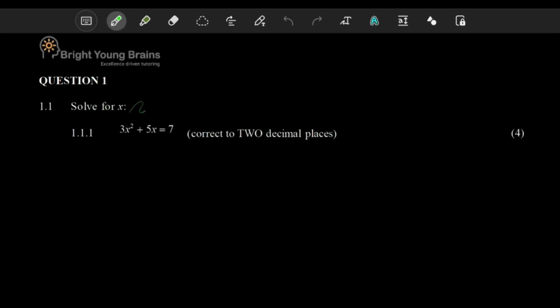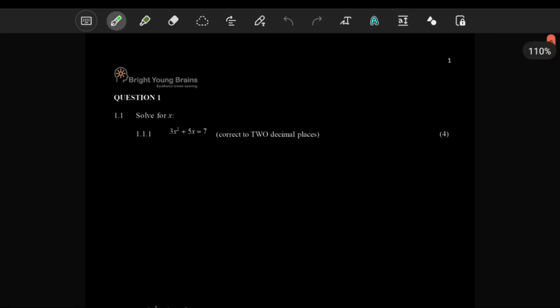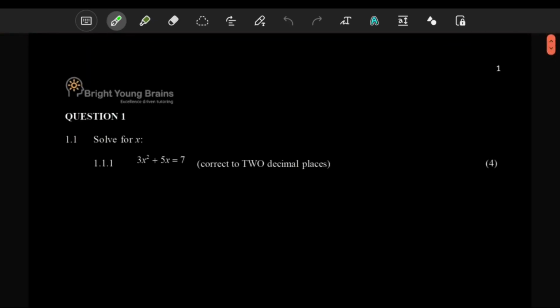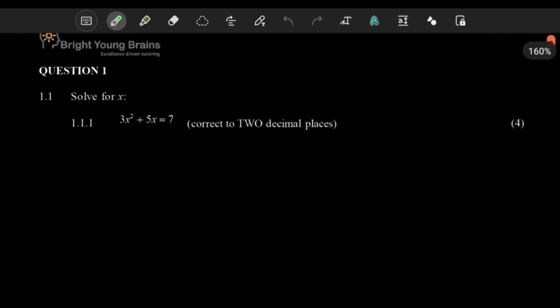But anyways, this is the prelim 2020 paper 1 Gauteng paper. We're obviously going to go through the entire memo, and I am not going to waste your time, especially with these simple things. So let us just fly through them. Here they want us to solve for x, and they said we should leave our answers to 2 decimal places.